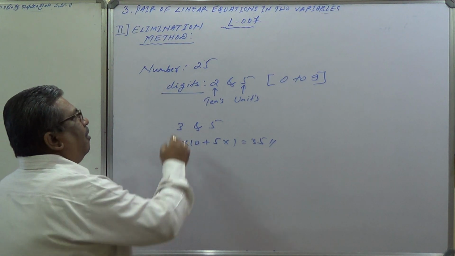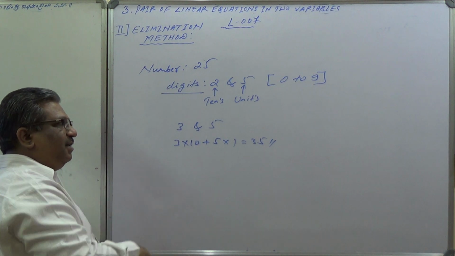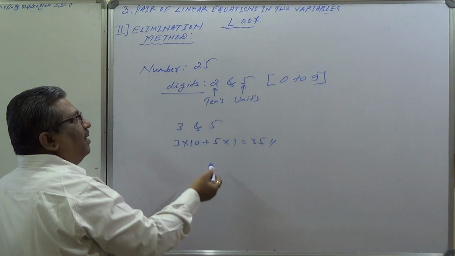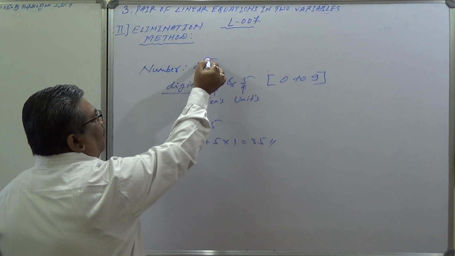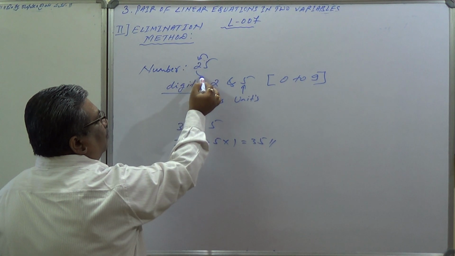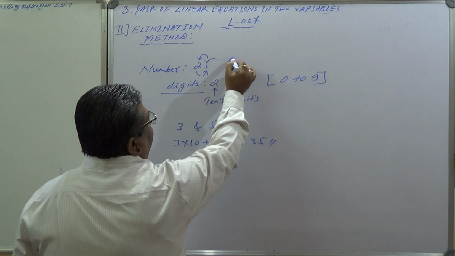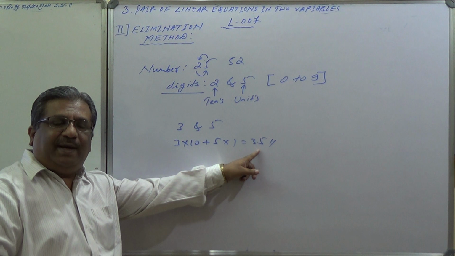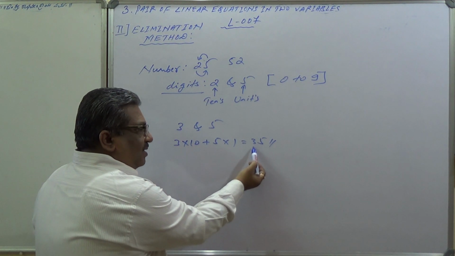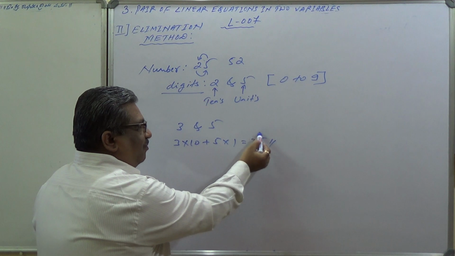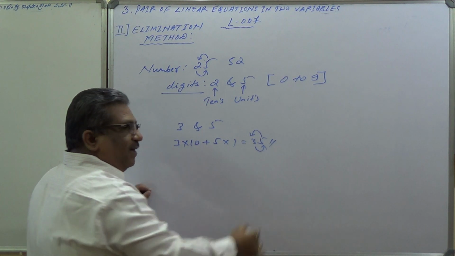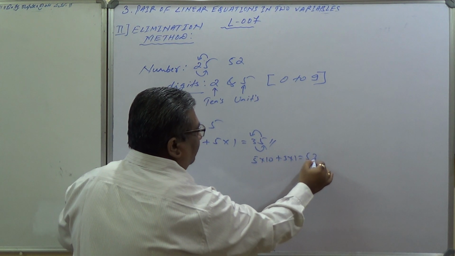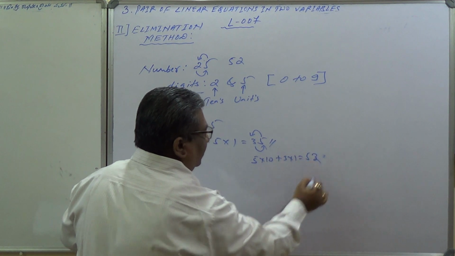Now, how do you obtain a number by reversing the digits? 2 and 5, here 25 is there. How do you obtain a number by reversing the digits? 5 comes to the tens place, 2 goes to the units place. In that case, this number will be 52. How do you reverse this 35 number? 3 is in the tens place, 5 is in the units place. Change 5 to tens place, change 3 to units place. I get 5 into 10 plus 3 into 1, which is equal to 53. I hope you are understanding this.